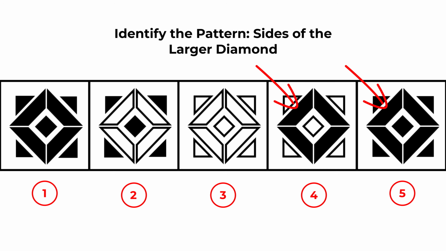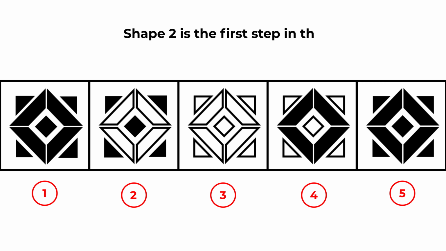Let's recap. Shape 2 is the first shape in the pattern. Shape 3 is the second shape in the pattern. Shape 4 is the third shape in the pattern. And then shape 5 is the fourth and last step in the pattern.